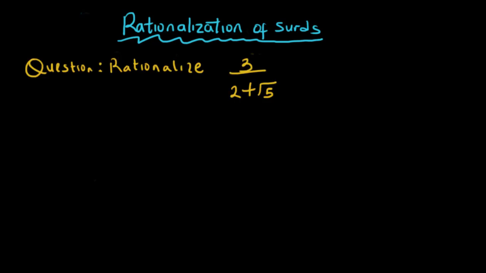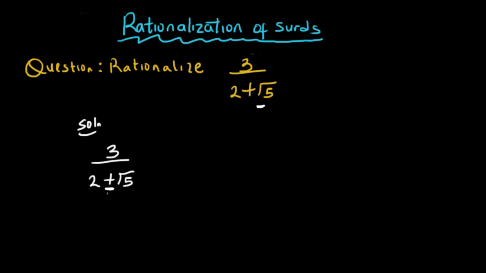Alright, so we have this question: rationalize 3 all over 2 plus root 5. Now, let's solve this. Remember, there is a surd in the denominator. That's why we are rationalizing in the first place. So we have 3 all over 2 plus root 5. From the last video, remember, when we are rationalizing, we multiply by a version of the denominator, both top and bottom. But in this case, before we do that, we need to change the sign. The sign here is plus, so we change it to minus. If it's minus, we change it to plus.